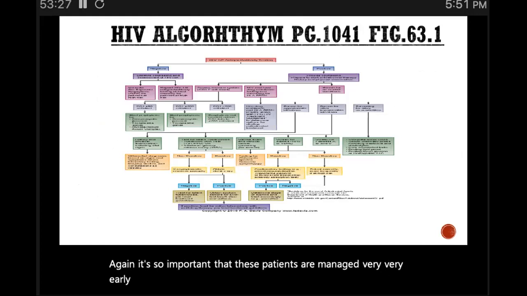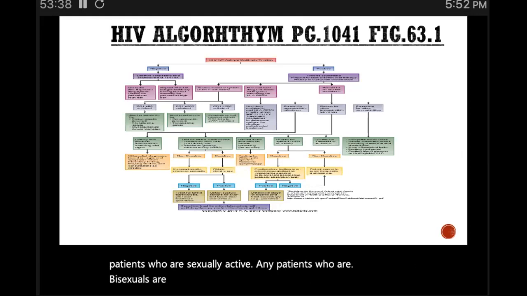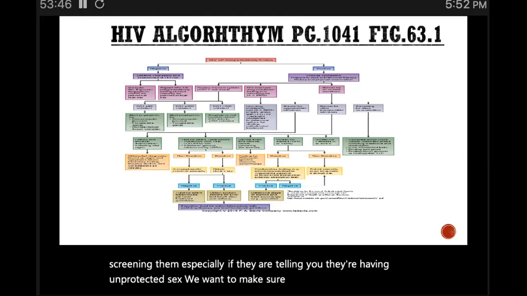Now, in terms of screening for HIV, you want to look at your patients who are sexually active, any patients who are bisexual or gay, your LGBTQ community. You want to really be screening them, especially if they are telling you they're having unprotected sex. We want to make sure these patients are diagnosed and treated very early on.